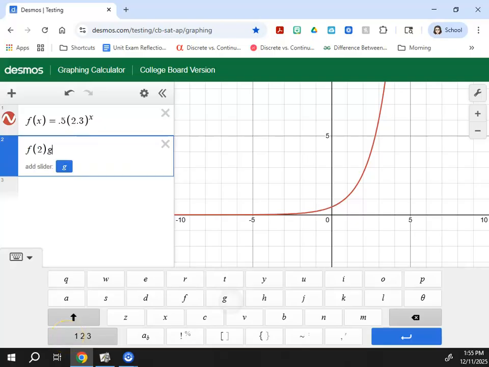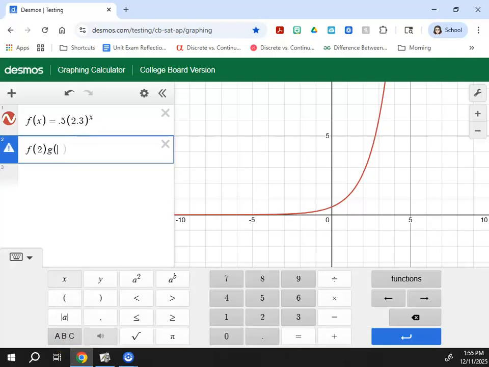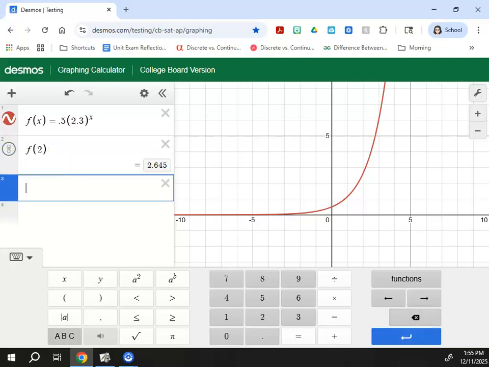So we're going to type in g of x. Oh, not there. I'm doing the same dang thing. You would think I would learn, but I don't.